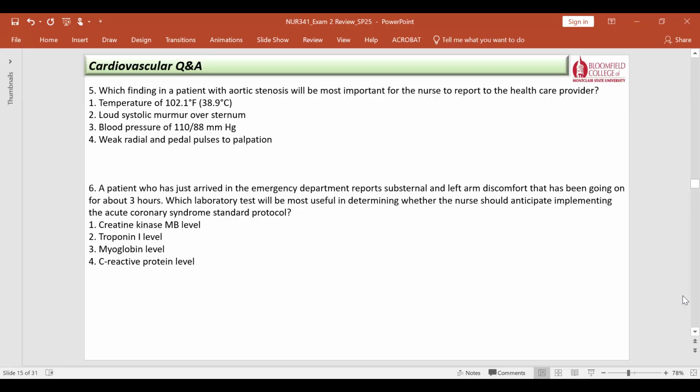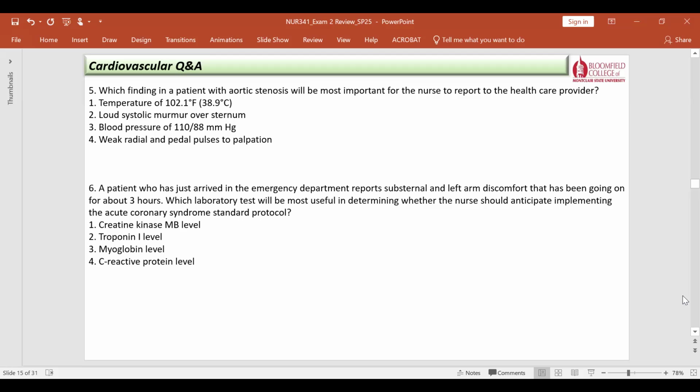CRP, C-reactive protein, and ESR. Whenever I see the CRP and the ESR, these two are always going to be elevated in any type of inflammation. They will be part of any inflammatory process, and they are non-specific, non-diagnostic, not specific to any symptom, any disease, or any system. So that automatically eliminates number 4, and ESR was number 5.